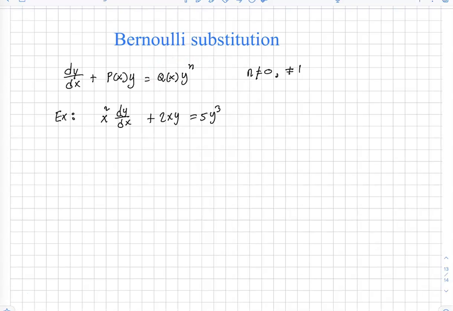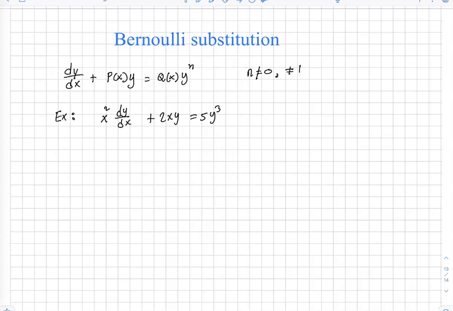And remember, if you have n equal to 0, then the right hand side will be just a function of x. Then the entire equation will be just a linear equation, and then you can apply the linear method. So we are not considering n equal to 0. Now again, if n equal to 1, you can immediately see that the equation is separable. So we are not considering n equal to 1.